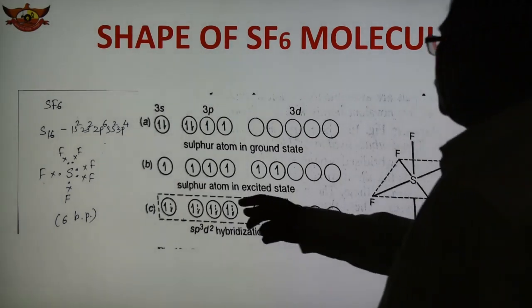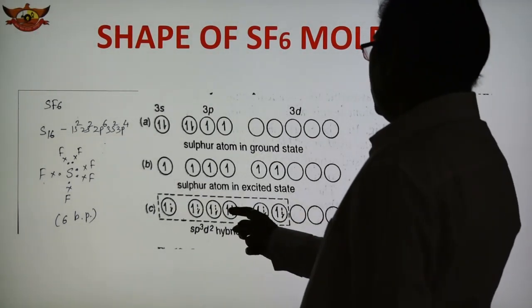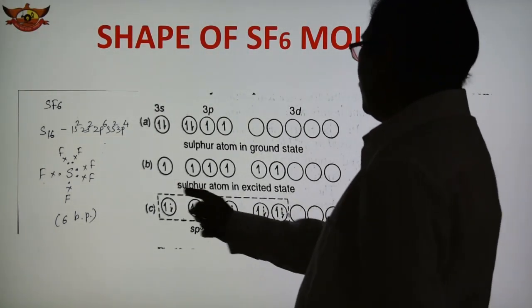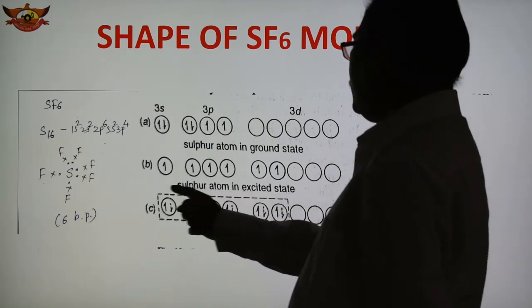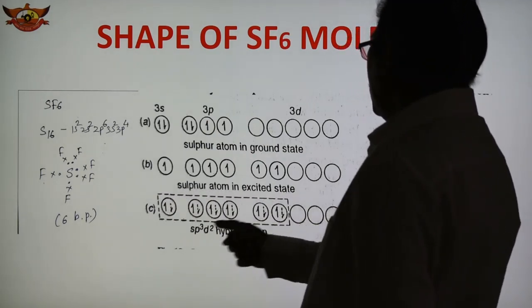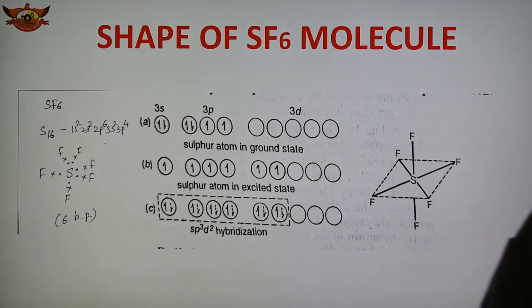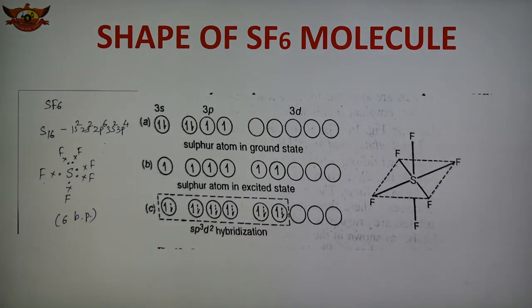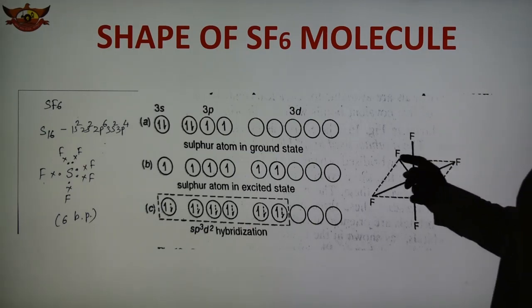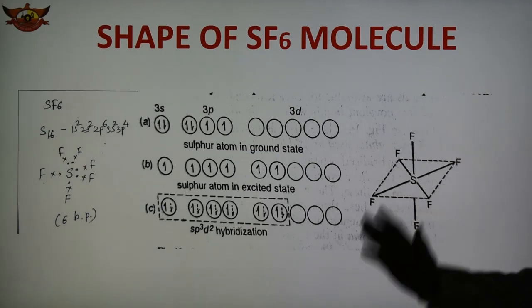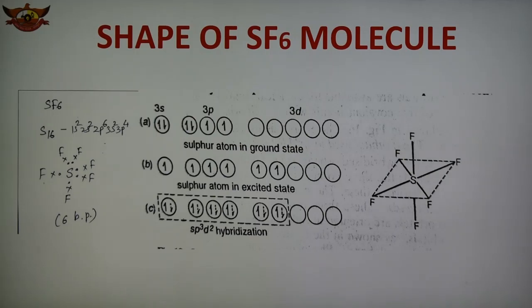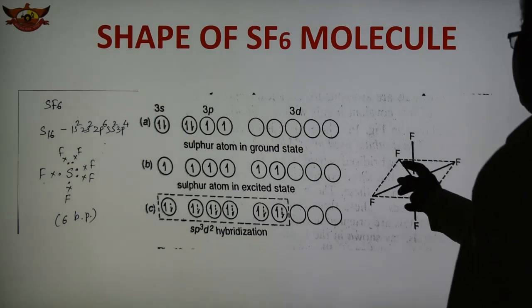So in this case 1s, 3p and 2d orbitals undergo hybridization, as shown here, forming sp3d2 type of hybridization. So in this case the shape of the molecule is octahedral, and in case of octahedral all the bond angles are of 90 degrees. So in this case, out of 6, 4 are forming a square planar.